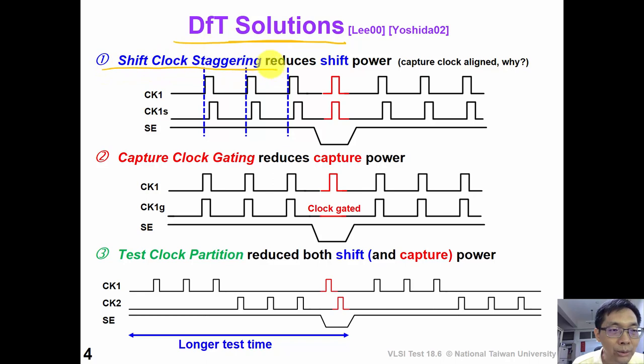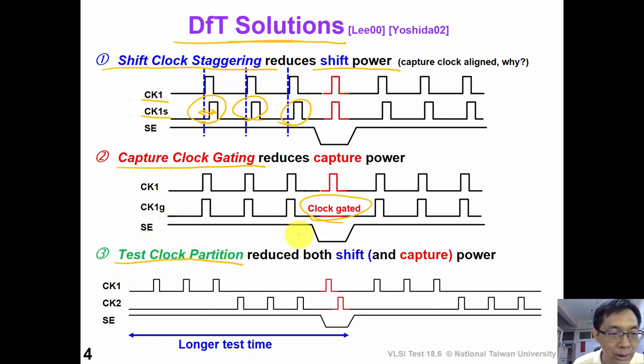First, we can try to stagger our shift clock to reduce the shift power. As is shown in this figure, we can slightly shift the phase of shift clock so that these two clock rising edges do not overlap. In this way, we can reduce the power supply noise caused by simultaneous logic switching. And the second one is called capture clock gating. In this technique, we gate some of the capture clock so that a certain percentage of flip-flops are not toggling. This helps to reduce the simultaneous capture power.